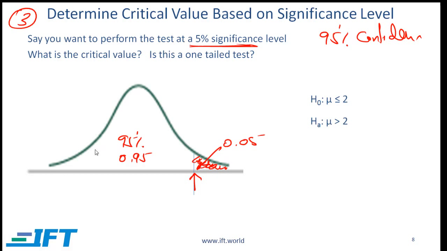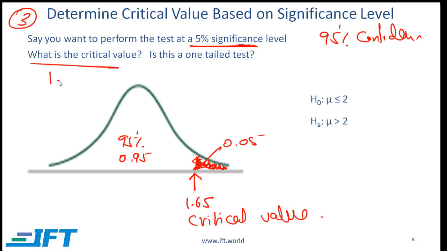If you look at your standard normal distribution, or the Z distribution, the number over here, which corresponds to a probability of 0.05 on the right and 0.95 on the left, the number is 1.65. This is the critical value. So we have answered the critical value, which is 1.65. Is this a one-tailed test? The answer is yes, because we are only looking at one tail over here. We will see tests later that involve looking at both tails. Those tests are called two-tailed tests.